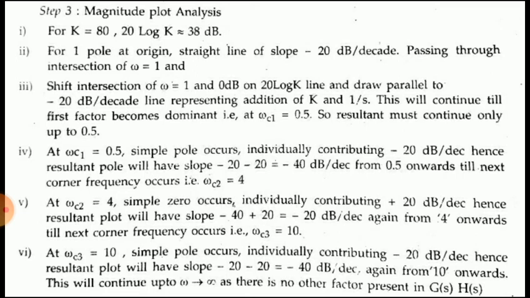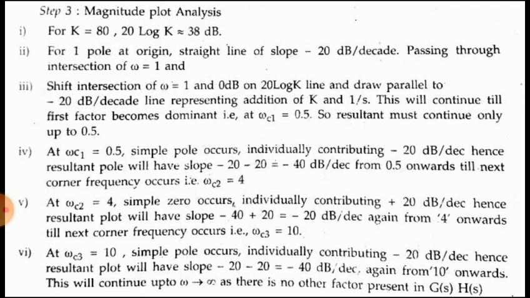And for the phase angle for the system gain, phi 1 is equal to 0 degrees since k is positive, as seen in the earlier slides for factor 1. Then second, the pole at origin: a straight line of slope minus 20 dB per decade passing through the intersection of omega 1 and the 0 dB line.